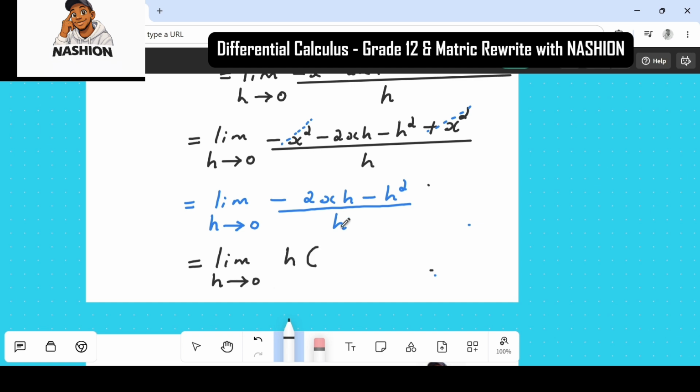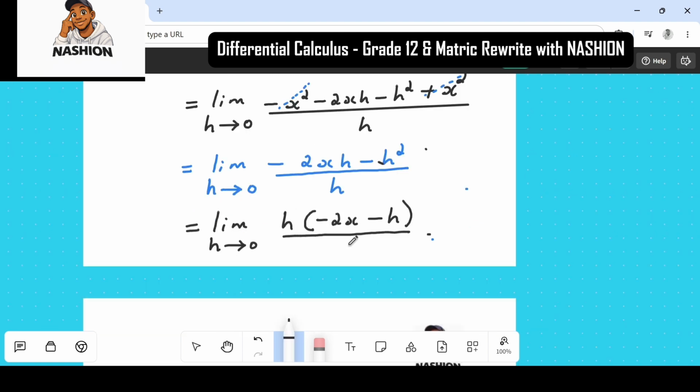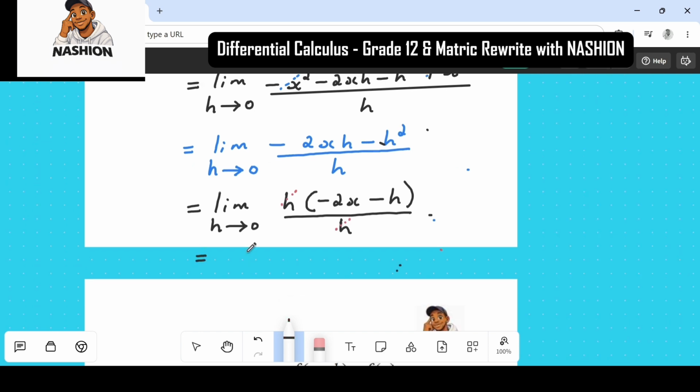In the first term here, we took out h, we are left with negative 2x. Second term, h squared, we took out h, we are left with 1h all over h. After that, we cancel out h with h, and we are left with limit h approaching 0 of negative 2x minus h. It's time to conclude now, and this is what we do. We don't necessarily substitute 0 into h, guys, because we are saying h is approaching 0. So we are just imagining if h had to be 0. So in the place of h here, if there is 0, what do we have left?